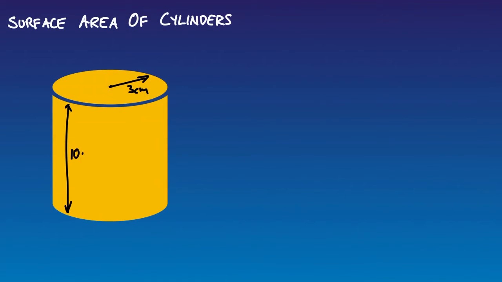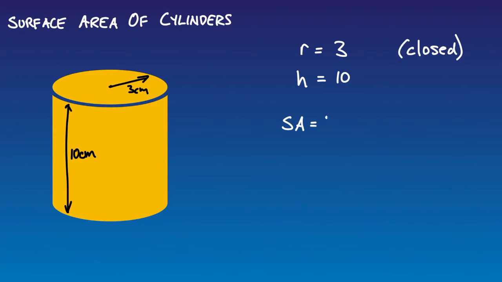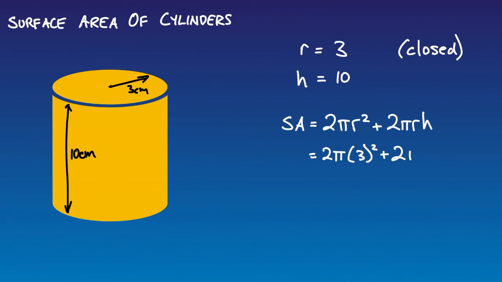I've got a closed cylinder that has a radius of 3 centimeters and a height of 10. That's all the information I need to work out the surface area, because I've got the formula. It's 2 pi r squared plus 2 pi r h. I now just simply substitute my values in. My r is 3, my h is 10. And here's a little tip. Instead of putting this all into your calculator as is with the pi symbols, leave the pi until the very end. Do all the numbers first.